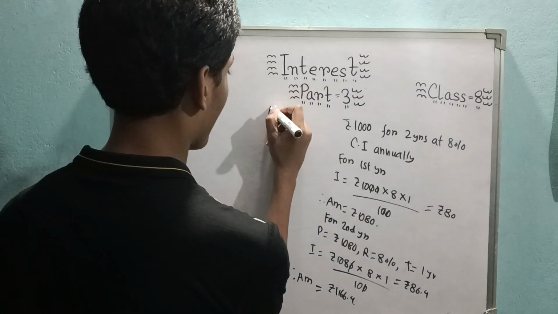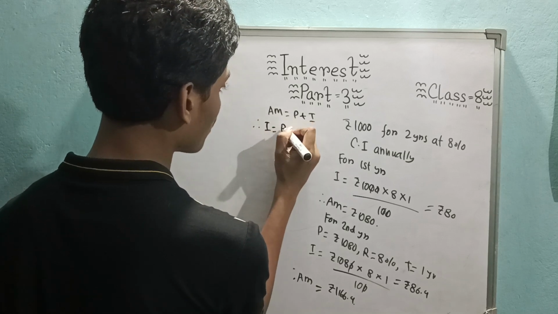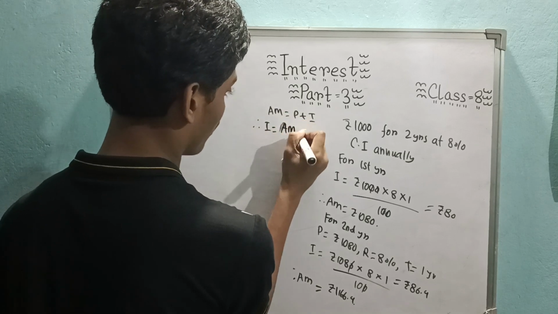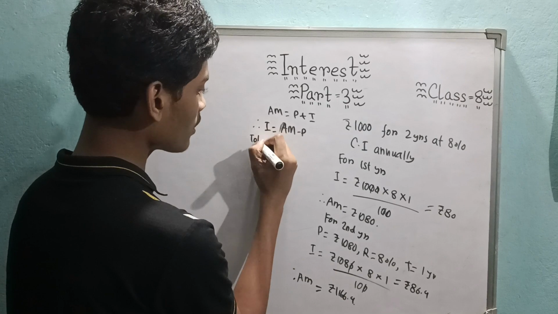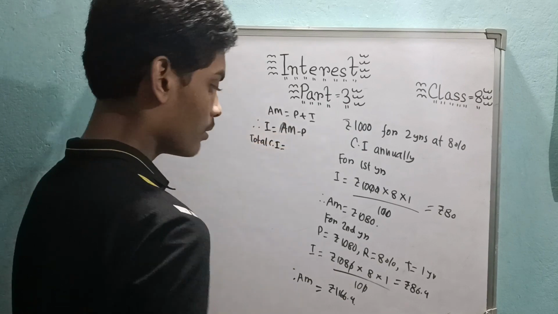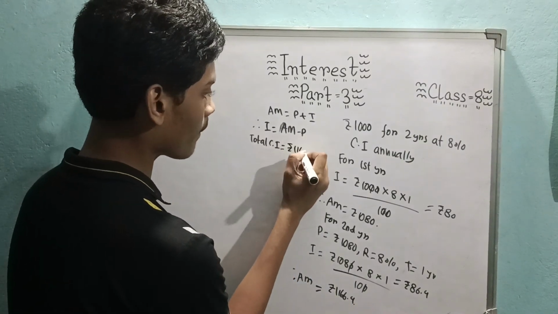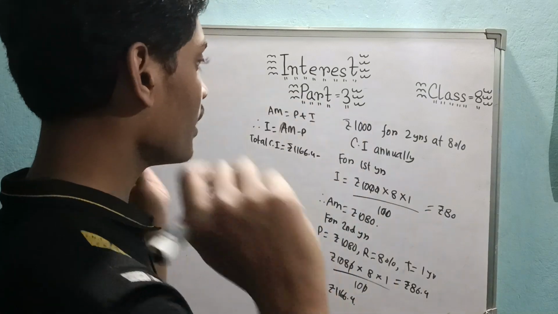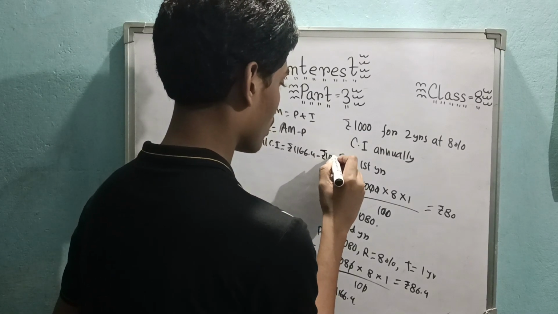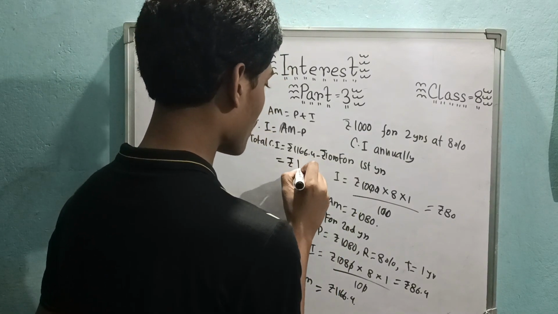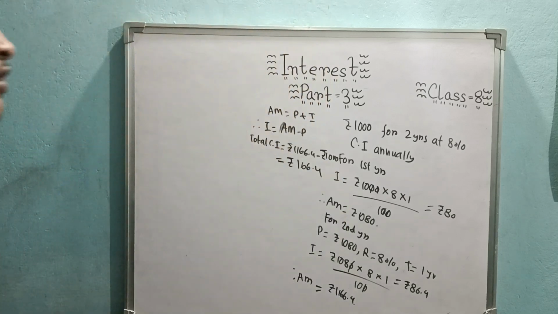Now what do we know? Amount equals principal plus interest, right? Therefore interest equals amount minus principal. Now my total compound interest will be what? The total amount at the end of my stipulated time period, minus the initial principal we have been working on, which is rupees 1000, and you get it as rupees 166.4. This is my compound interest for 2 years.